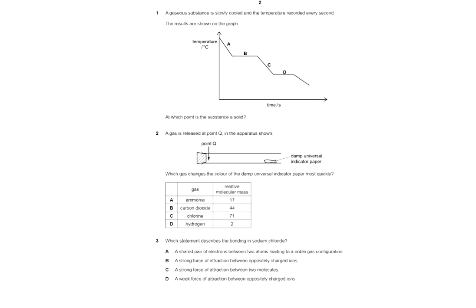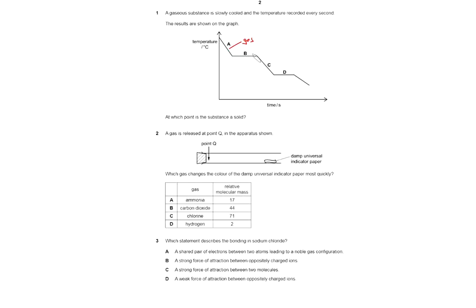The first question on this paper is about temperature changes and changes of state. A gaseous substance is slowly cooled and the temperature recorded every second. The results are shown in the graph. At which point is the substance a solid? The question tells us that it starts as a gas, so that means at the beginning, up here, it's going to be a gas.